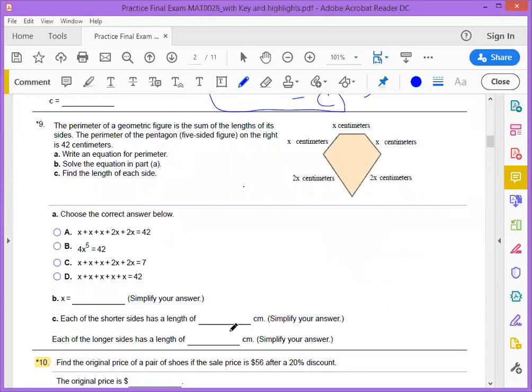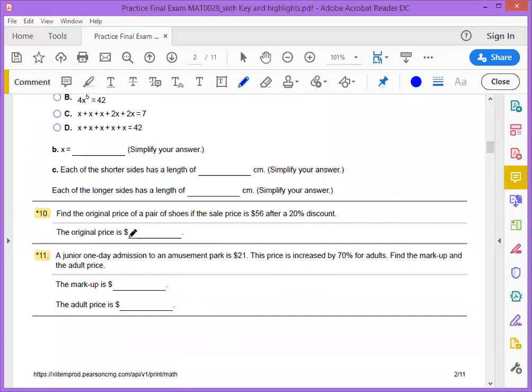Now let's look at number 10. Find the original price of a pair of shoes if the sale price is $56 after you get a 20% discount. So if we purchased shoes and paid $56 after we got a discount, and the discount was 20%.